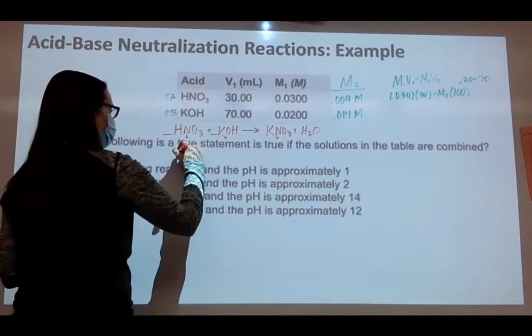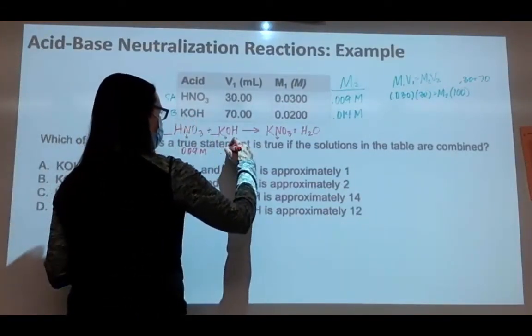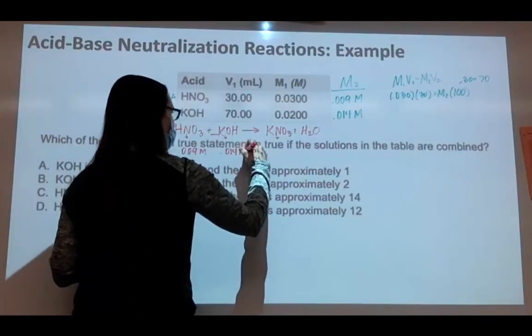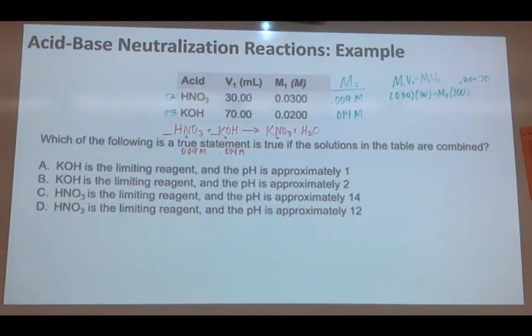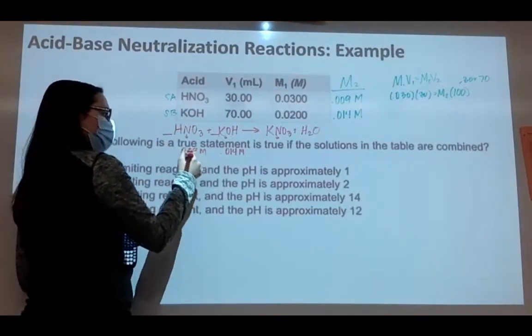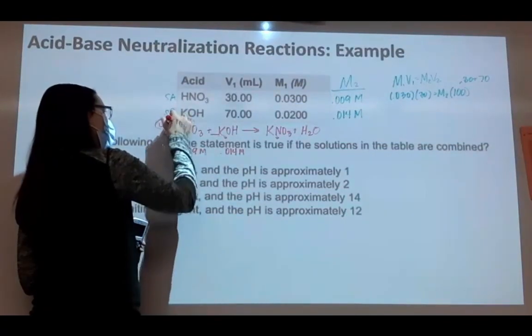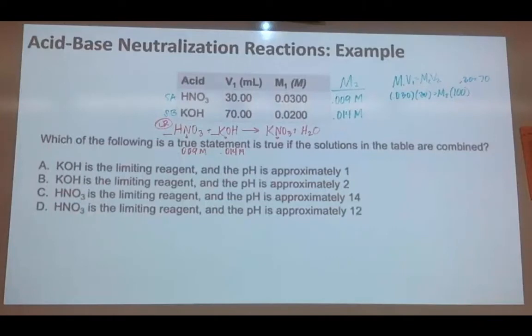What we're worried about is which one we're going to run out of first. If I have 0.009 molar HNO3 and 0.014 molar KOH, which one's going to run out first? HNO3. HNO3, there's less. This is going to run out first. So HNO3 is the limiting reactant. That helps us eliminate 2 choices right away. I can eliminate A and B.